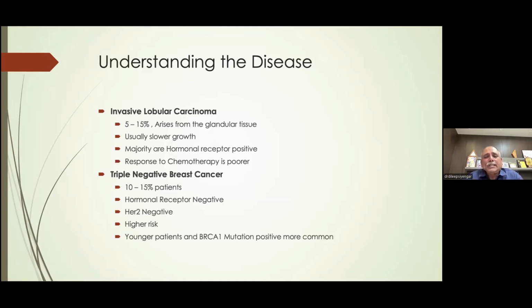Triple negative breast cancer is a very resistant form of breast cancer and it consists of 10 to 15% of patients. Hormone receptors are negative in this. HER2 receptor is also negative. This is higher risk, as I said, and younger patients more commonly have a positive BRCA mutation.